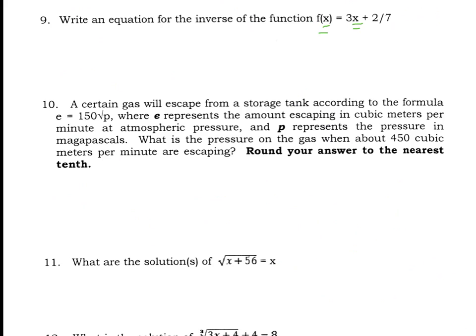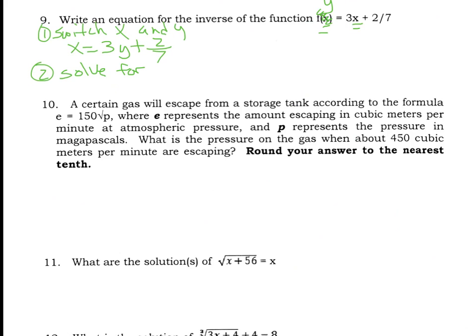Now, I know that sometimes we get a little messed up with the whole f of x notation, so we can replace that with y. We can think of it as y equals 3x plus 2/7. And the first thing we're going to do is switch x and y. So instead of y equals, we're going to say x equals 3y plus 2/7. And now the second step is solve for y. In other words, we want to get y all by itself.